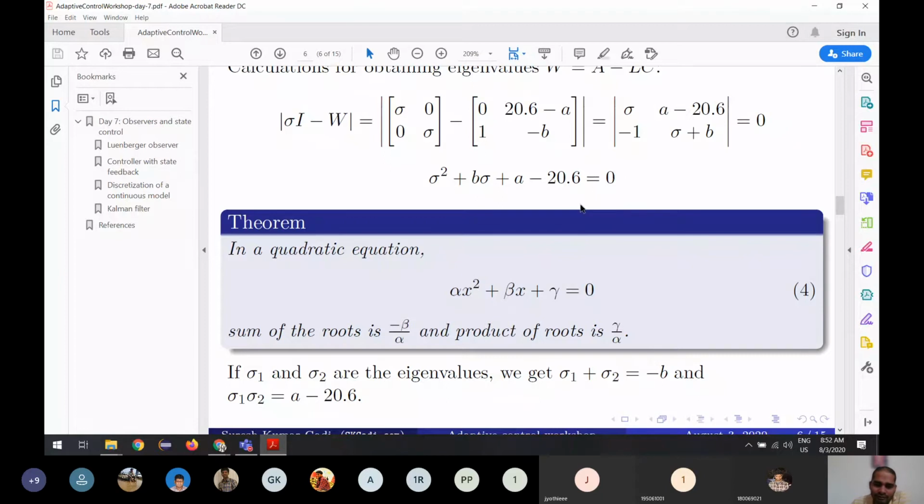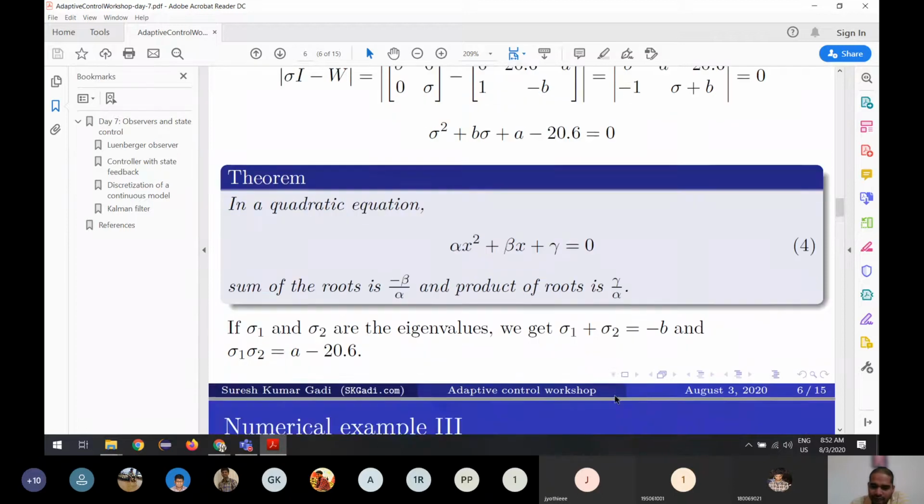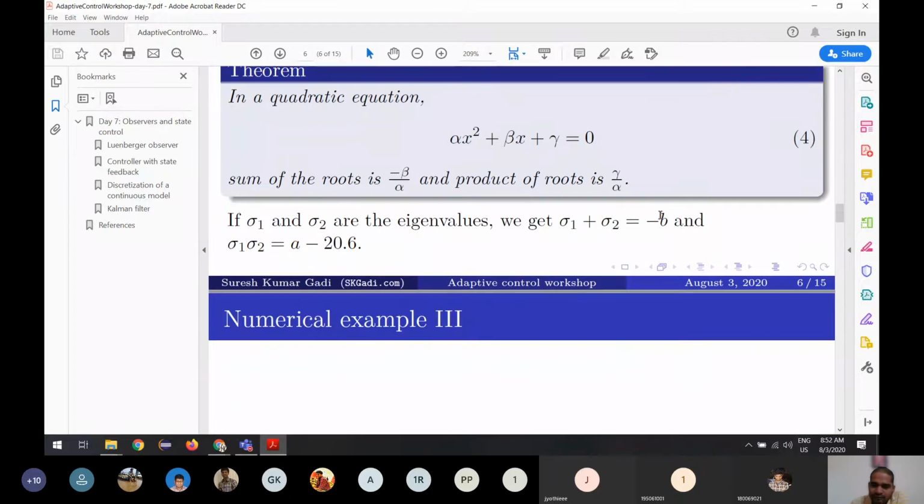If we can't solve, what we can do is get the information like the sum of the roots is this one, the product is this. So from seeing this equation, I can say the sum of the roots is minus b, and the product of the roots is a minus 20.6. With this information, if both sigma 1 and sigma 2 should be negative, then I should have minus b negative, because the sum of two negative numbers is a negative number. So minus b should be negative, right?